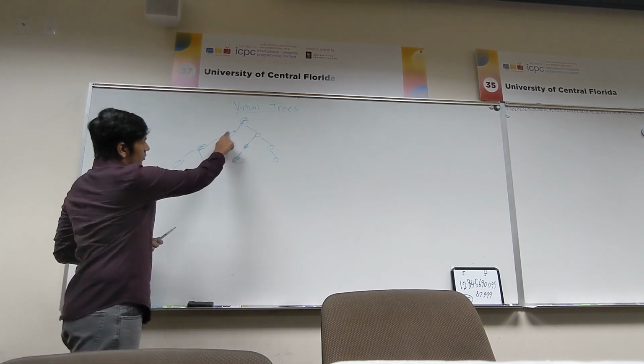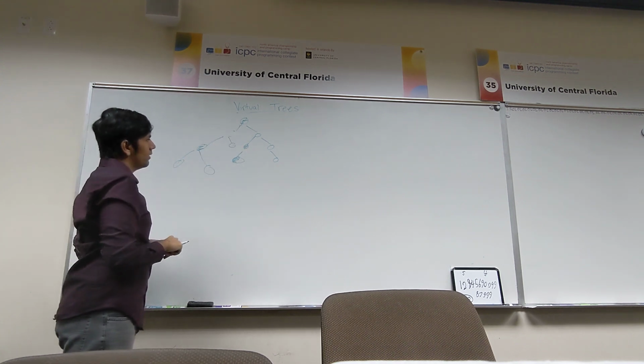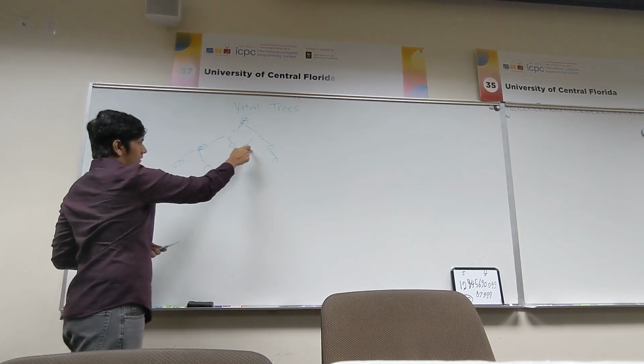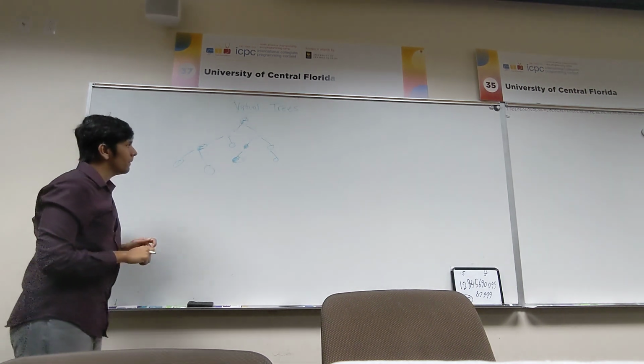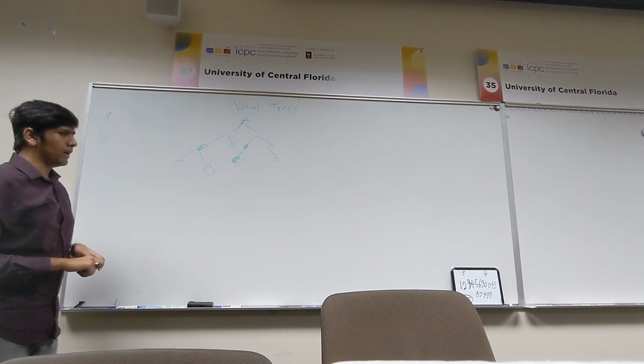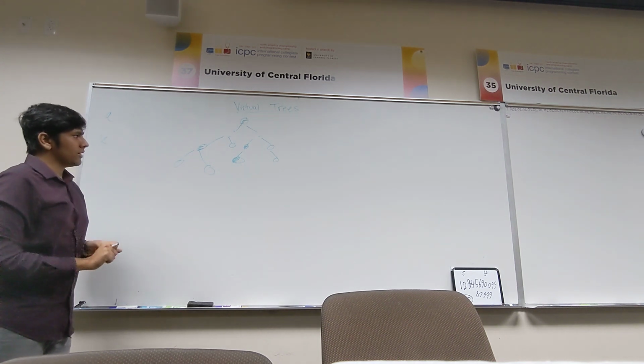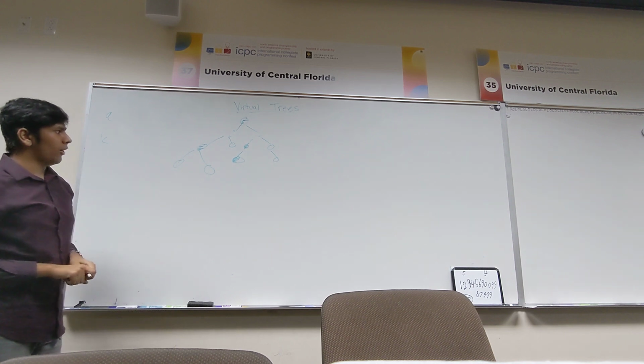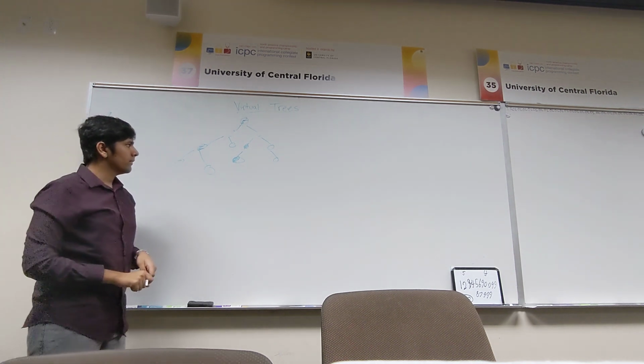For example, if we remove this node here, these two become disconnected. If we remove this node here, these become disconnected, so now they're all disconnected. And we want to do this with minimal cost. We want to somehow partition this tree with minimal cost such that all these important nodes are in different groups.